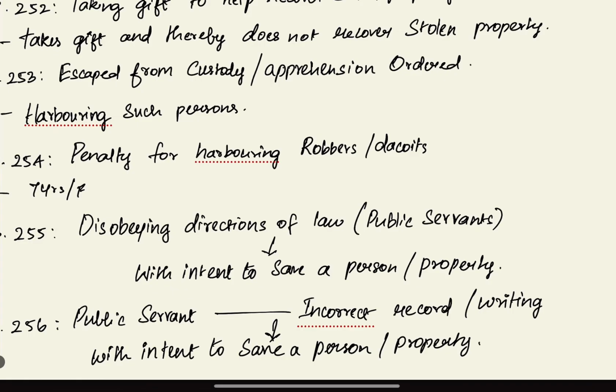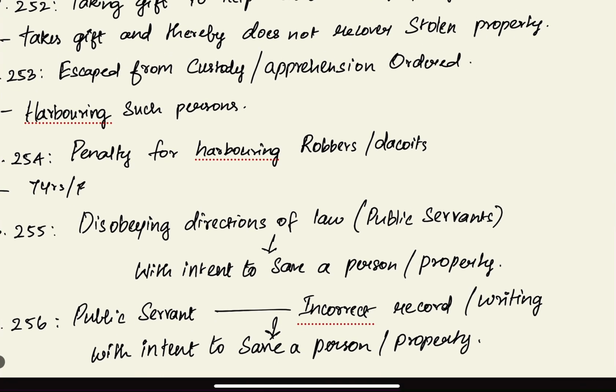Section 253 deals with when a person has escaped from custody. So he has been a person who has been ordered for apprehension, for arrest, or he's escaped from custody, and when such person is being harbored by any persons, so harboring such persons is also a punishment, is also an offense under section 253.